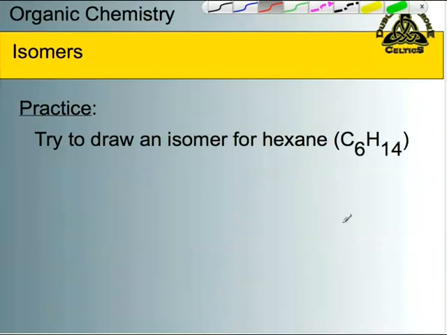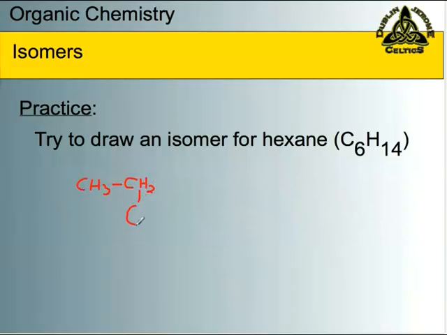So take a second right now and try to draw an isomer for hexane. There's a whole bunch of these. I'm going to show you an example of one right now. I'd start off here. I go CH3, then CH2. Then I would draw CH3 here.